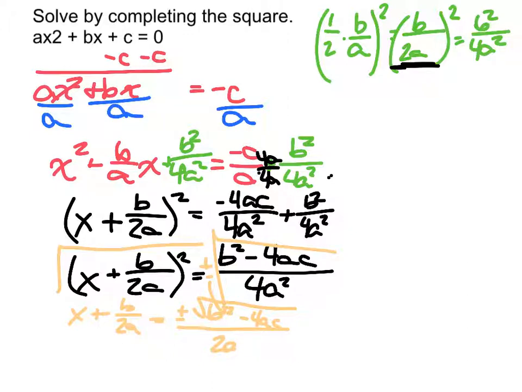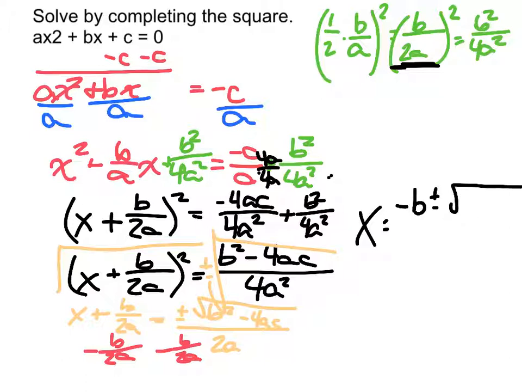It's actually really nice. And then the final step here, let's subtract b over 2a on both sides. Another nice thing about this, they already have a common denominator. So when I write this, I get x equals, I'll put the negative b first, plus or minus the square root of b squared minus 4ac all over 2a.